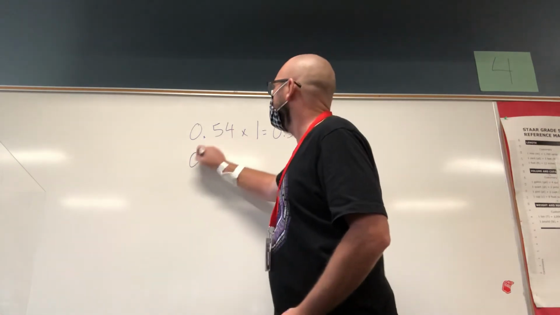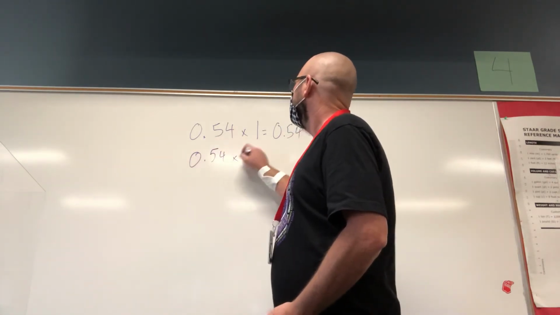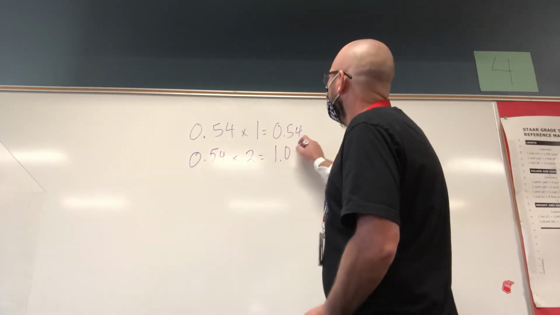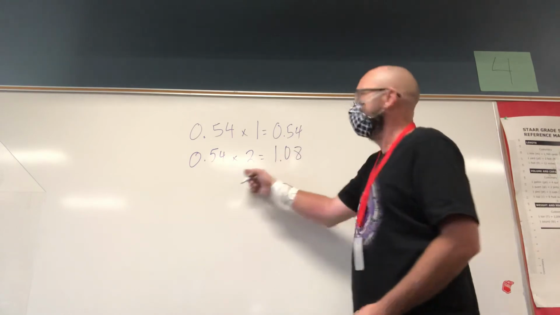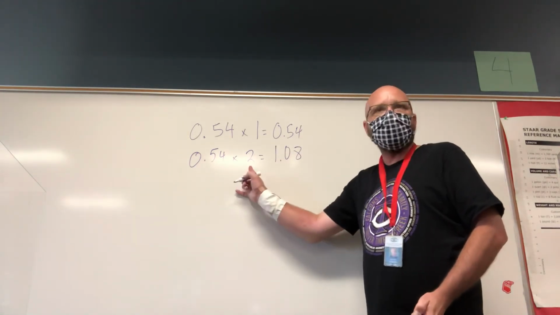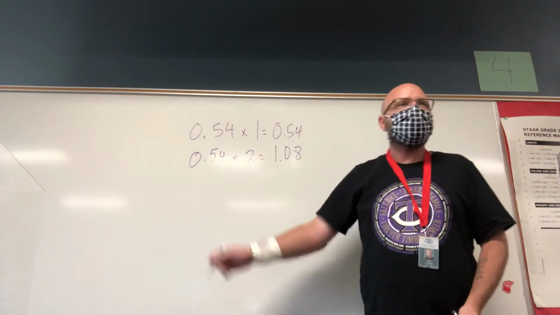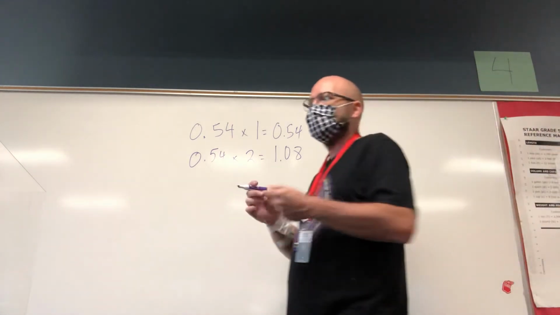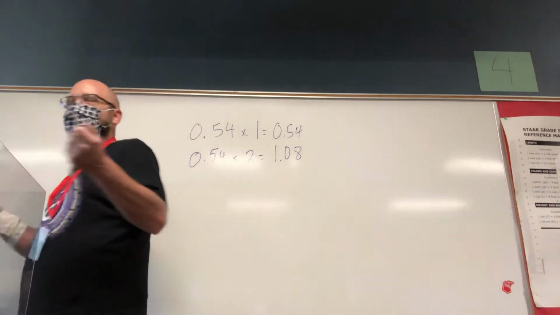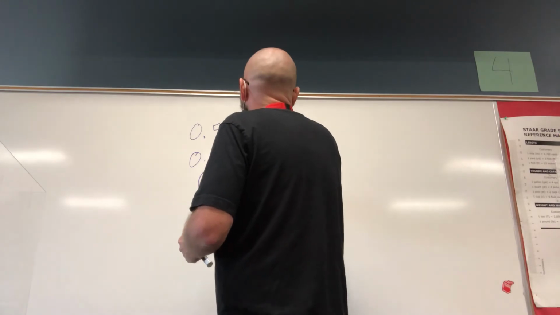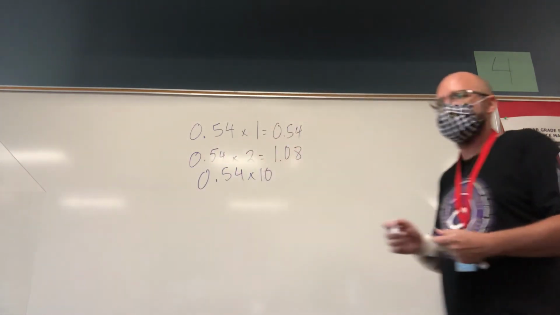If I multiply 0 and 54 hundredths times 2, it's going to be 108, so it's going to be 1 and 8 hundredths. So it got bigger. Why did it get bigger? Because this factor is greater than 1. So if I'm multiplying by something greater than 1, then my value, the product, is going to get greater. If I multiply by less than 1 or 1? No, multiplying by 1, it stays the same.